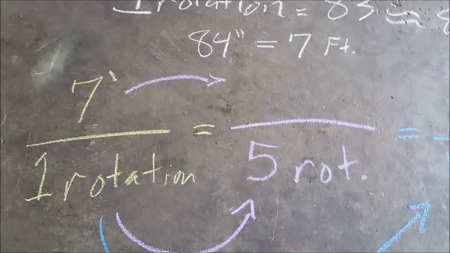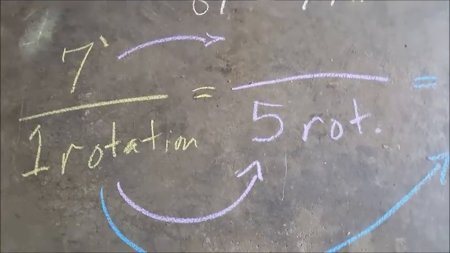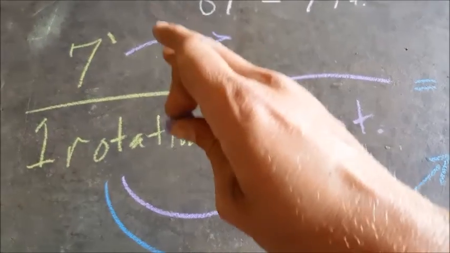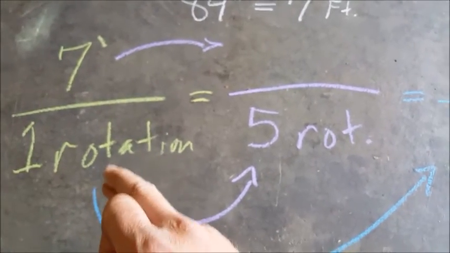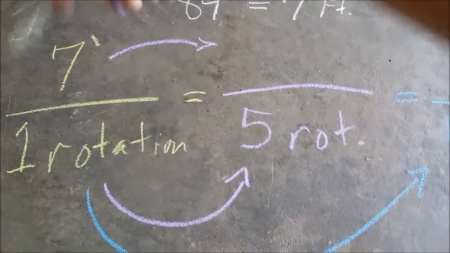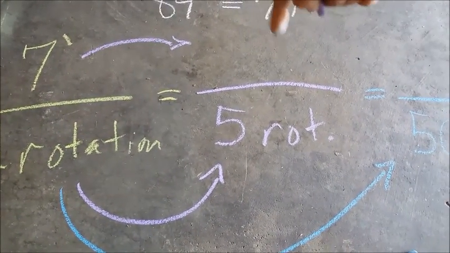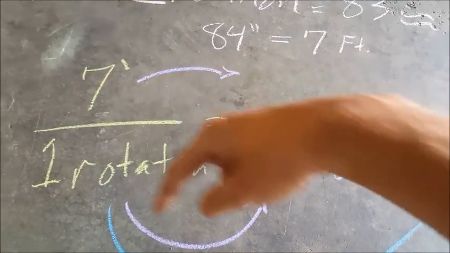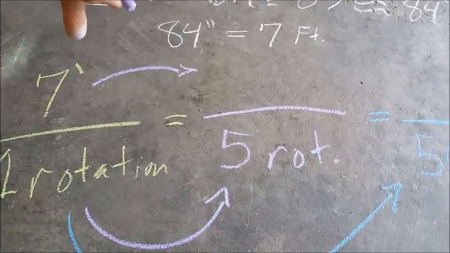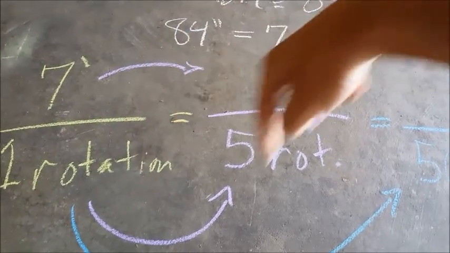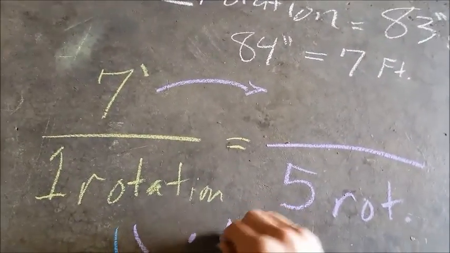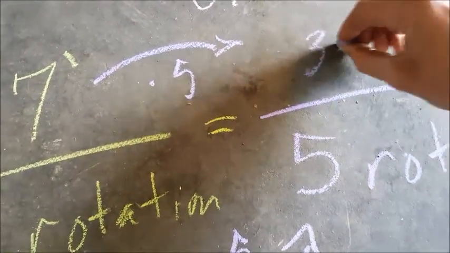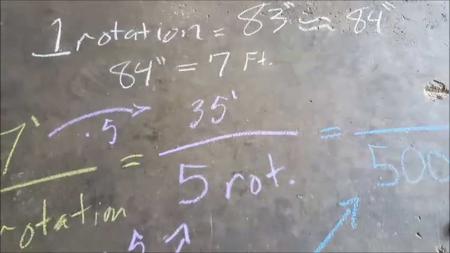the techniques that we know involving equations, because a proportion is really just a multi-directional equation. My one rotation is going to be equivalent to 5 rotations, as my 7 feet is equivalent to the unknown amount of feet here. So if I know how I go from my denominator to my denominator, I can know how to go from my numerator to my numerator. Here, all I do is multiply by 5. So I'm going to do the same thing on top and get that this will be 35 feet.